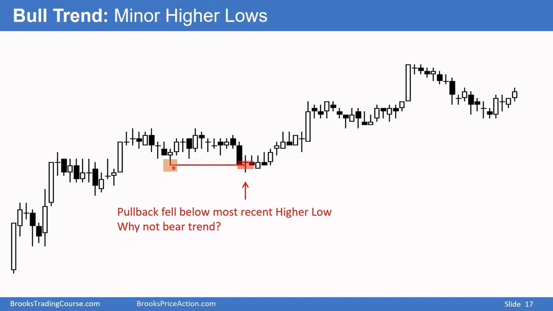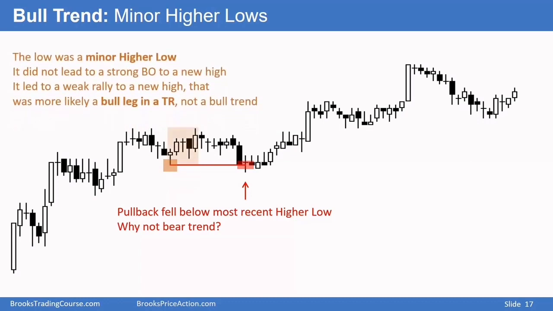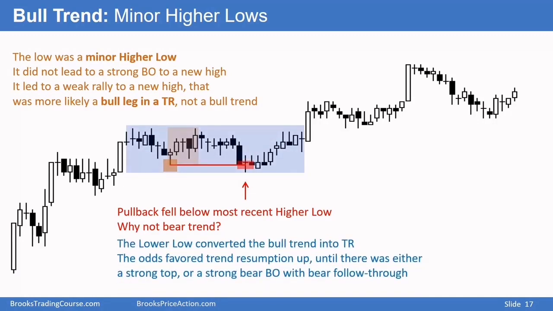The market fell below a minor higher low, but it still held above a major higher low, and therefore it's still a bull trend. It led to a bull leg in a trading range and not a bull leg in a bull trend. It did not lead to a strong breakout to a new high. And trading ranges have legs up, they have legs down, and sometimes the legs down fall below minor higher lows. Lower low, but it converted the bull trend into a trading range. We have a bear breakout and a lower low, but we held above the major higher low. So at this point, the pullback grew into a trading range, still in a bull trend. The odds still favor trend resumption up.